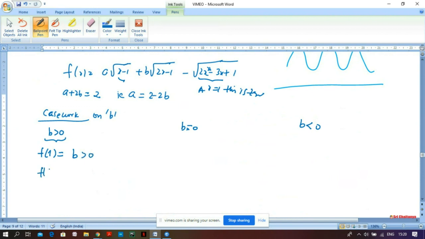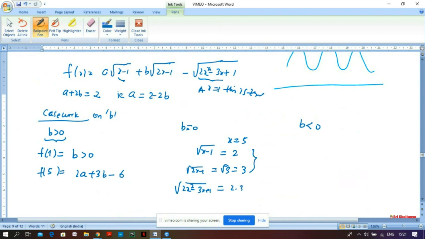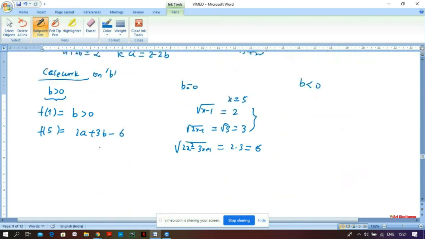If I want to find f of 5, this is a times root 5 minus 1, so that will give you twice a plus 3 times b minus 6. Why 6? Because root x minus 1 at x equal to 5 is 2, root 2x minus 1 is root of 9, that is 3, and the square root of 2x squared minus 3x plus 1 is the product of these two, so that is 2 times 3, that is 6. So we have not made any calculation mistake. We have done f of 5 is 2a plus 3b minus 6.